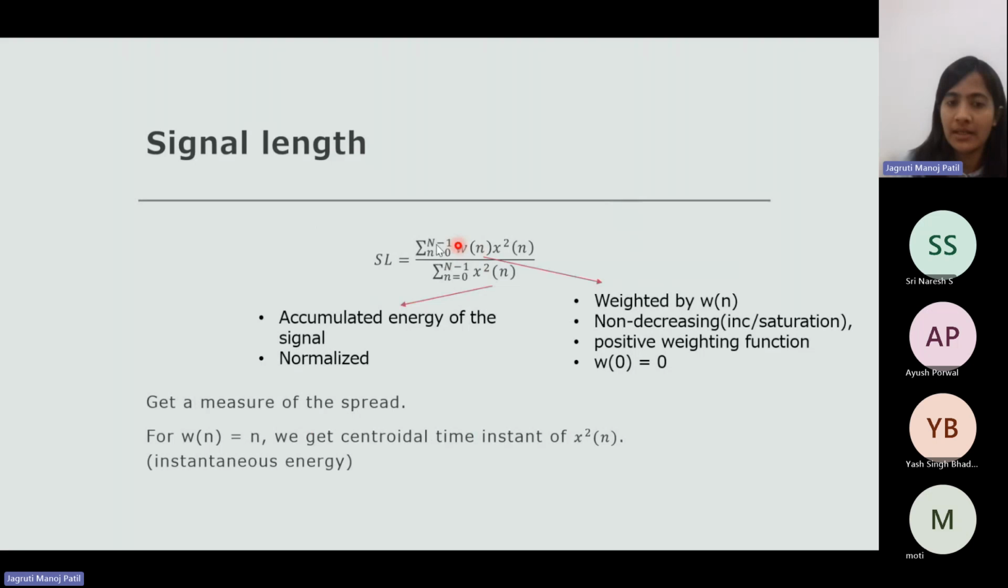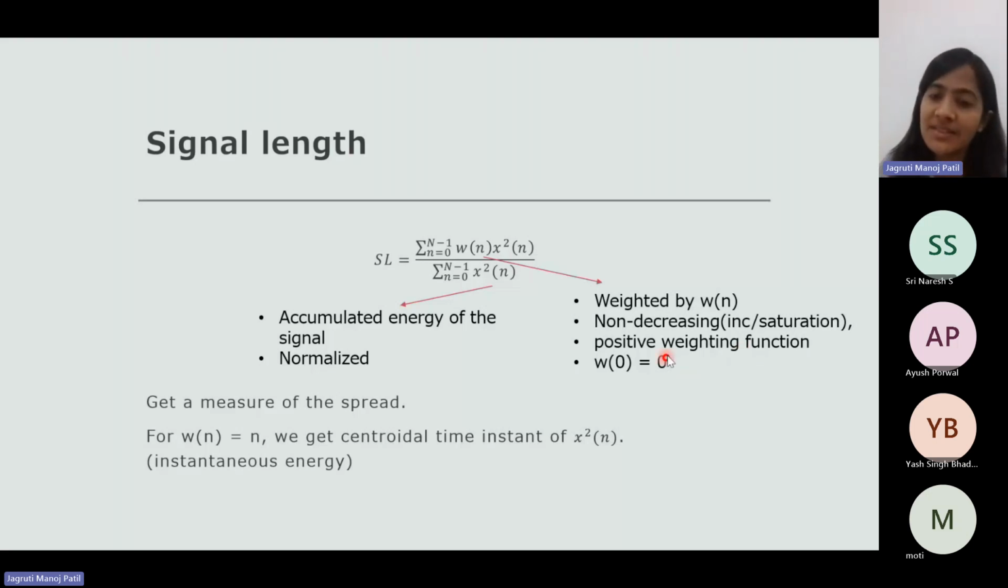So here our energy is x square of n. The summation of x square of n represents the instantaneous average energy of your signal, that's x of n at each and every time point, and then it's weighted by a factor called w of n. Now this w of n is non-decreasing. What we essentially mean by non-decreasing is that the signal is increasing, but it doesn't have to be monotonically or linearly increasing; after a period of time the signal can also saturate.